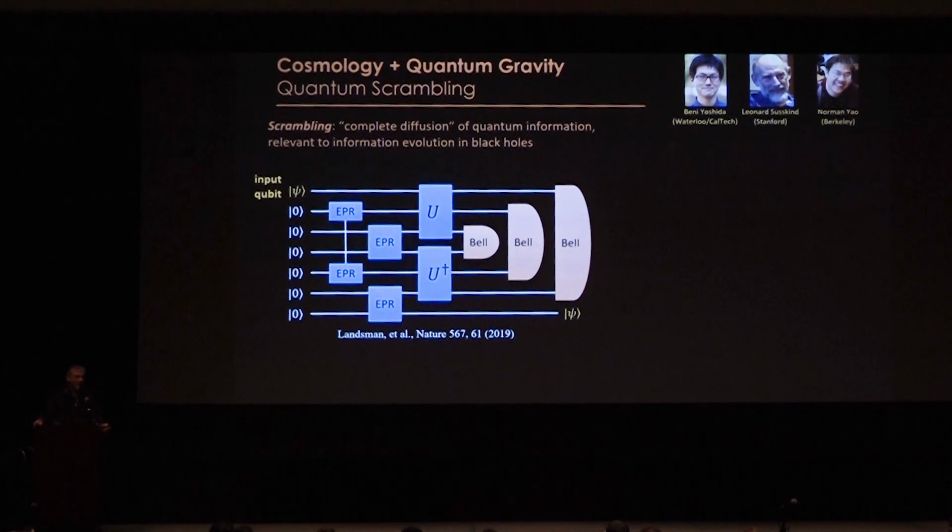So they proposed to us, especially Norm Yao and Beni Yoshida, to run a very small circuit of just 7 qubits. And this circuit would be a detector of scrambling. Now, the idea here in the circuit, this is a standard space-time diagram, so the 7 qubits here, time going from left to right.